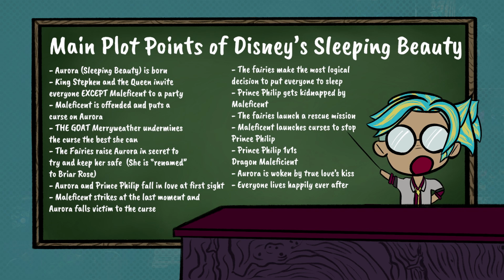The fairies make the most unhinged decision to just put everyone to sleep so they won't be sad about the princess still falling victim to the curse. Prince Philip gets jumped by Maleficent's goons and kidnapped by her. The fairies launch a rescue mission, and when Maleficent realizes what's happened, she surrounds the kingdoms in thorns to stop Prince Philip before flying to the spot in front of him, turning into a dragon and trying to kill him. Prince Philip strikes Maleficent the dragon down in a 1v1 with some magical fairy intervention. Prince Philip then wakes up Sleeping Beauty with true love's kiss, and the rest of the party goers wake up and everyone lives happily ever after.